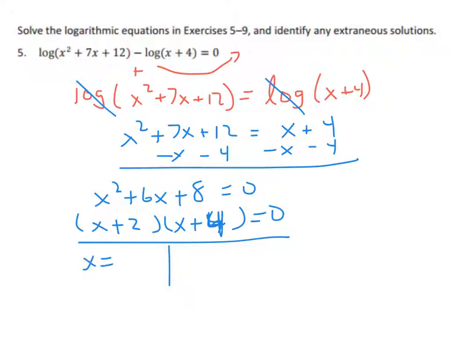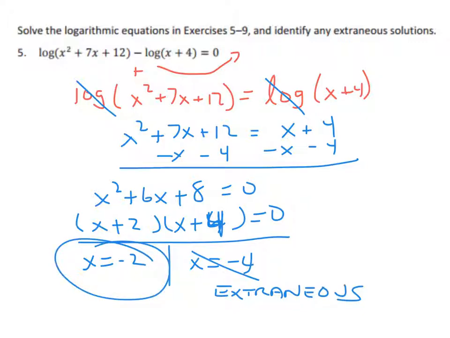So x will turn out to be a negative 2 here. X will turn out to be a negative 4 right there. Okay? Negative 2 will work. If I put negative 2 in here, that's still above 0. Negative 2 in here will become positive. That will also still be bigger than 0. But negative 4 makes that 0. So we will reject that one out. That's extraneous. Therefore, our only valid solution is x equals negative 2. Moving on.